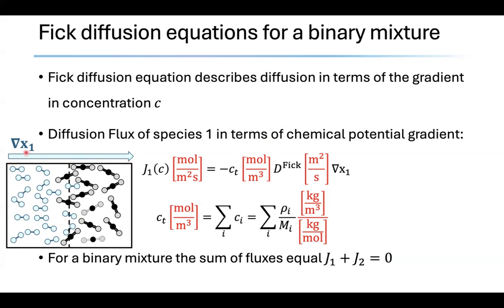Here, x1 is the mole fraction, which is nothing but the moles of component 1 divided by the total number of moles. Similarly, the mole fraction of component 2 is the number of moles of 2 divided by the total number of moles. So, what Fick's law tells us is that when you have a gradient in concentration, then there is mass transport from the left to right.